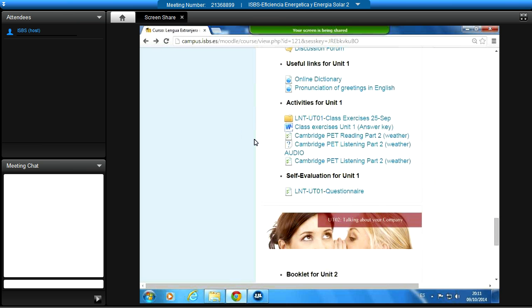Which are these, okay? Activity for Unit 1, these are class exercises for here. You have the date, the 25th of September. I also published the answer key, the answers. The other day, we had time to do some activities. Others, we didn't have time to. So here you have the answers, las soluciones. And then you have two more activities.